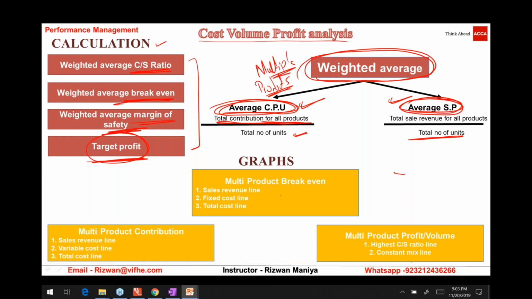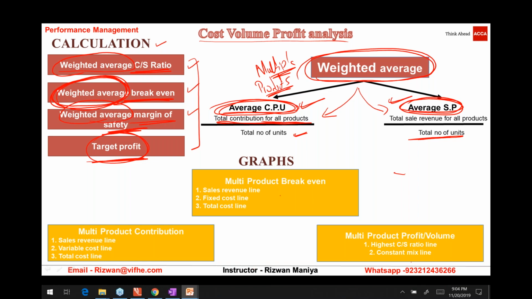Okay, so when more than one product is being sold, you have to perform this weighted average working of contribution and selling price, and based on these you perform all these four workings of CS ratio. So this is called weighted average CS ratio, weighted average break even. We apply their normal formulas and we will use weighted average figures, weighted average margin of safety. So all these will be set as weighted average.